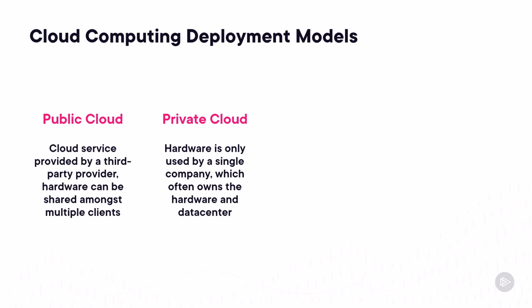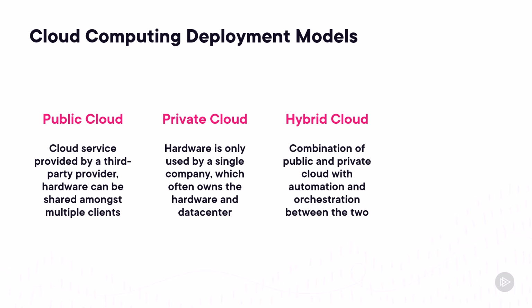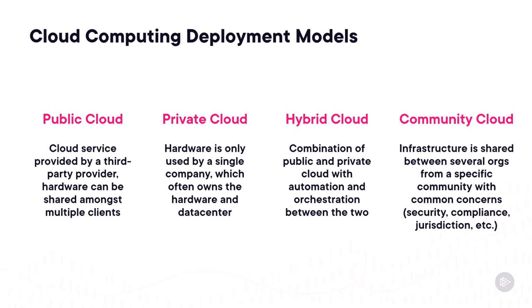Next up, we have the hybrid cloud, which is a combination of both a public and private cloud with automation and orchestration between the two. The last option is the community cloud, which is a shared infrastructure between several organizations with common security, compliance, and jurisdiction concerns. We often see this example of community cloud when governments from different countries set up a shared services division that hosts all of IT for that government. Let's dive deeper into each one of them.